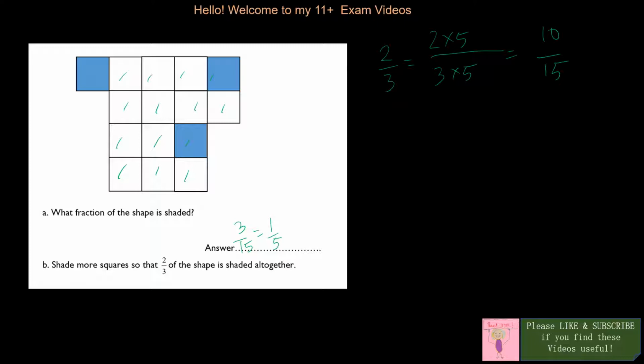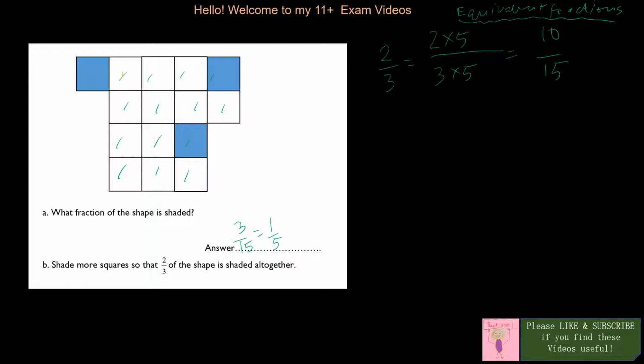So if we know how many squares out of 15 we need to shade to get 2/3, that's why we did this equivalent fraction. So the trick here is we find the equivalent fractions. Okay, so this is the sort of trick in this question to get the equivalent fraction of 2/3, which is 10 out of 15. So I got to shade 10 squares in total, not 10 more squares.